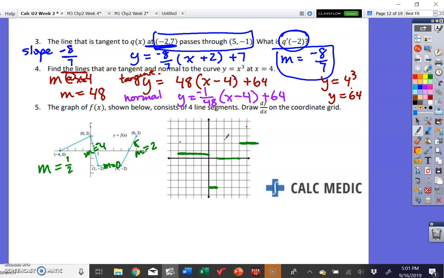And so that's pretty straightforward. I hope it was okay. The tangent and normal lines, those ones are a little tricky.